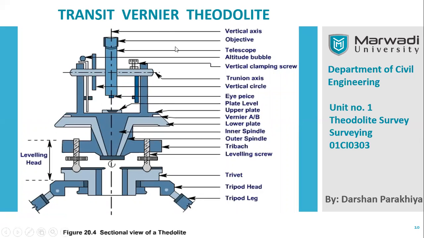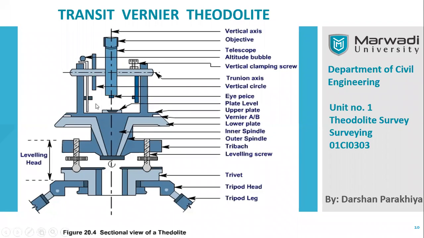So the major part is divided into three portions. Over here, there is a vertical axis. Then this is the telescope of the theodolite. In the telescope, on one side there is an objective, and on the other side there is an eyepiece. Then there are two types of clamps. Over here you can see the vertical clamp, and over here there are other screws and clamps for adjusting the theodolite as well as the telescope.